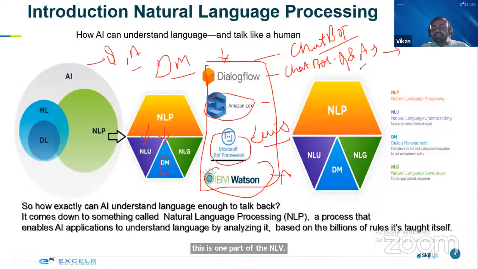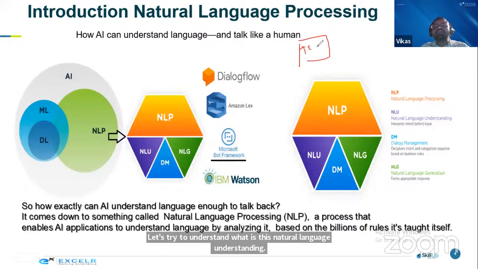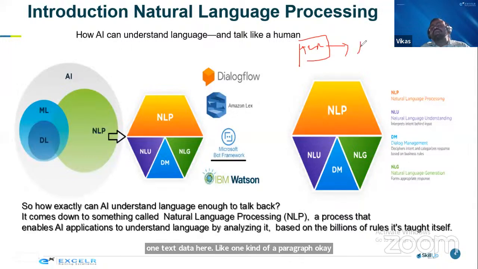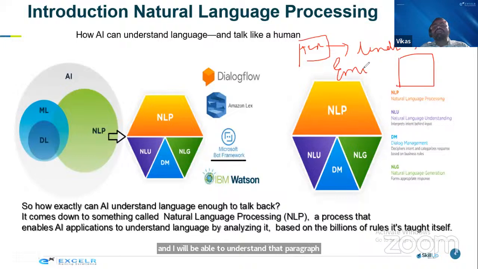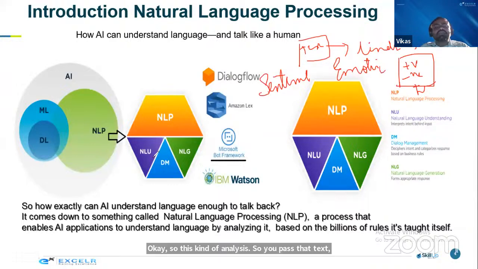Let's try to understand what natural language understanding is. Guys, natural language understanding means you provide text data, like a paragraph, and the machine will be able to understand that paragraph and tell you the emotions or sentiments. What are you trying to say here? Sentiment like positive, negative, or neutral. So you pass a text, and it will be able to understand and classify that text. That is called natural language understanding. Or you pass a text, and it will give you a summary of the entire text. This kind of application is called natural language understanding, guys.